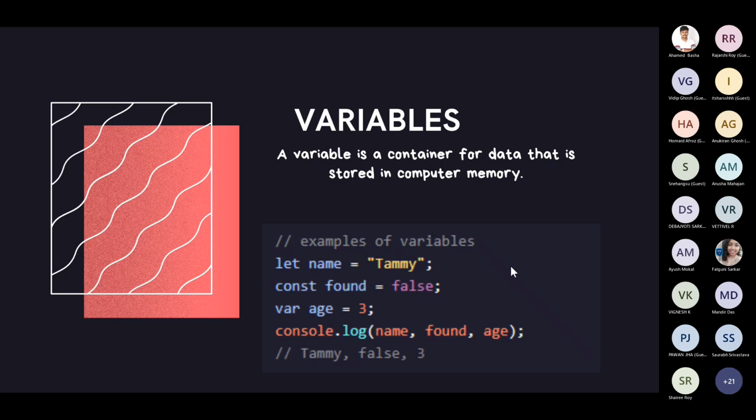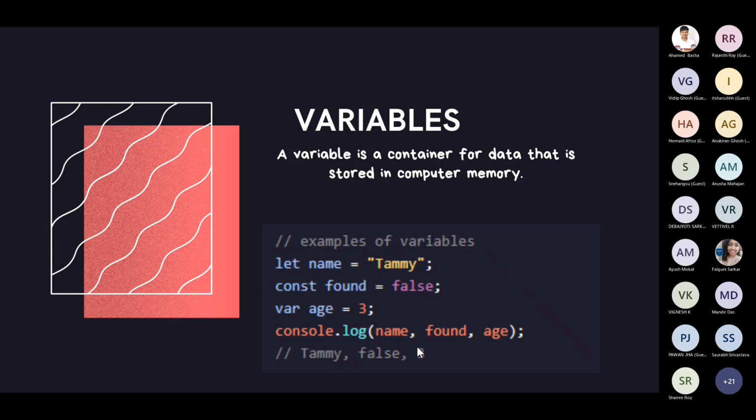Now, if I want to break down the code for you, it's just putting the value Tammy inside the variable name. Over here, let is the declaration of the variable, name is the identifier, and Tammy is the value that we are storing inside the variable. The same thing we are doing for const and the same thing for var. And now when we are logging onto the console, when we write the name of the variable, it will print accordingly Tammy, false and 3.